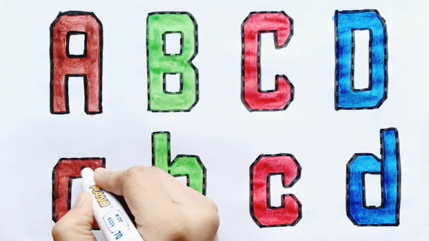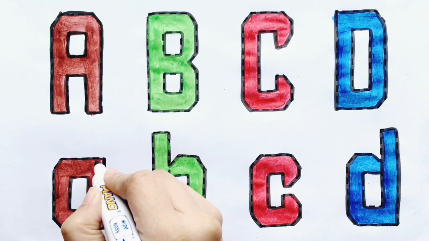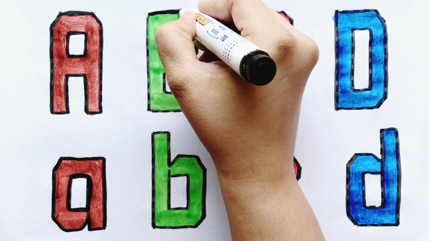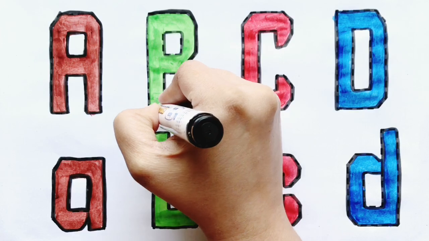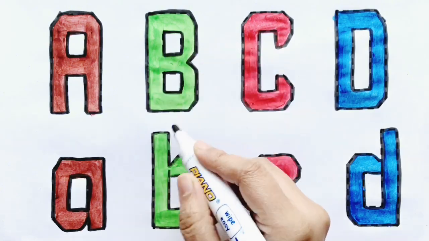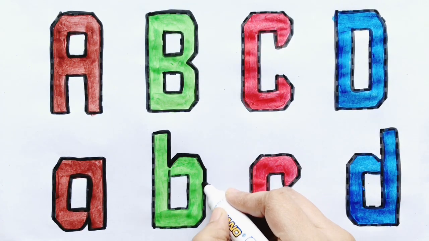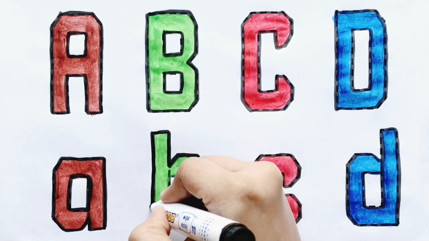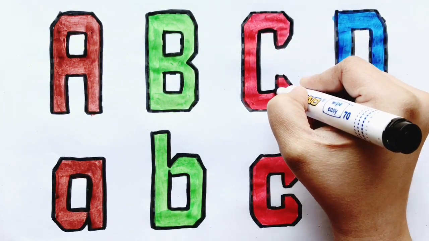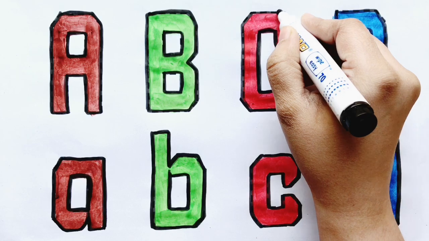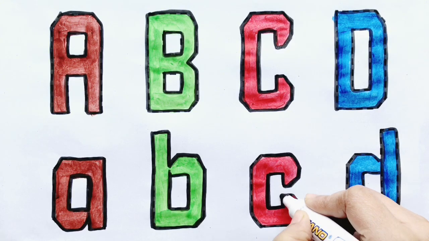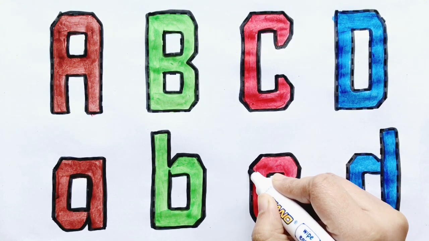Yeah, let's see a list of words that start with the letter A. Apple, angel, address, animal, answer, April, autumn, ambulance, airplane, arrow, alligator, ant, amazing, art.